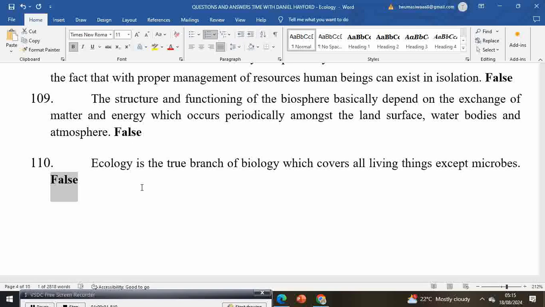Microbes, for example, may be living organisms. It is not all microbes that are actually living organisms, but there are microorganisms which are part of the living organisms explored by ecologists. They may be bacteria, they may be fungi, and so on and so forth.